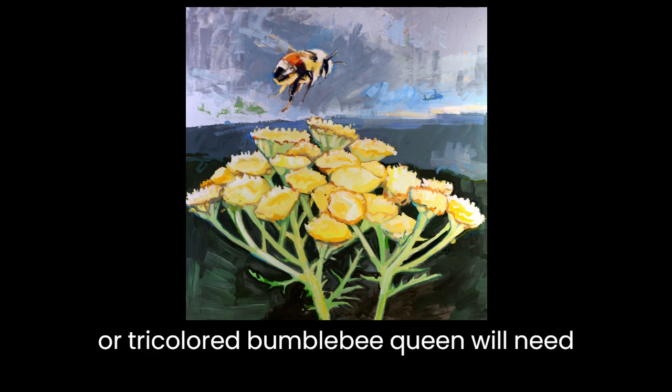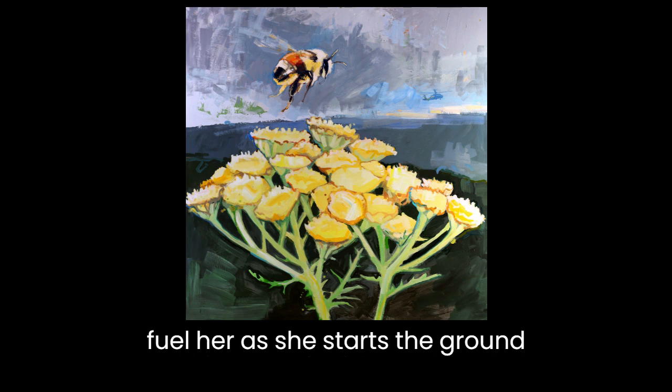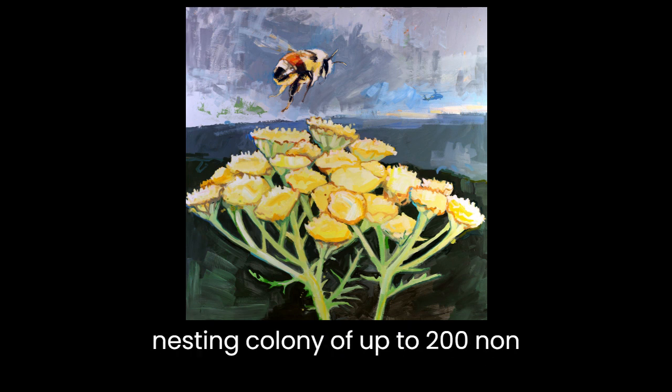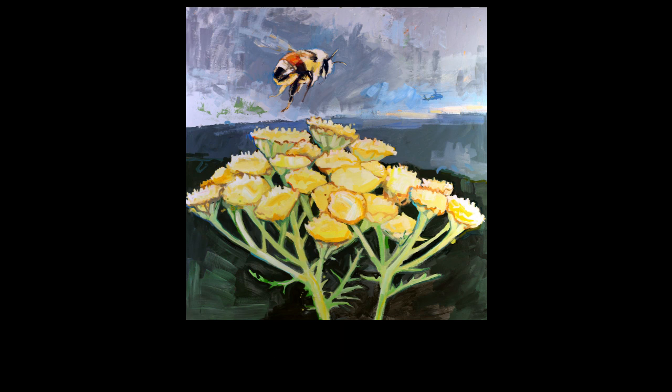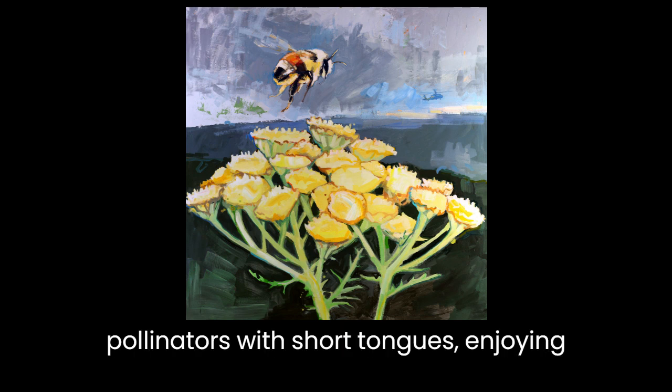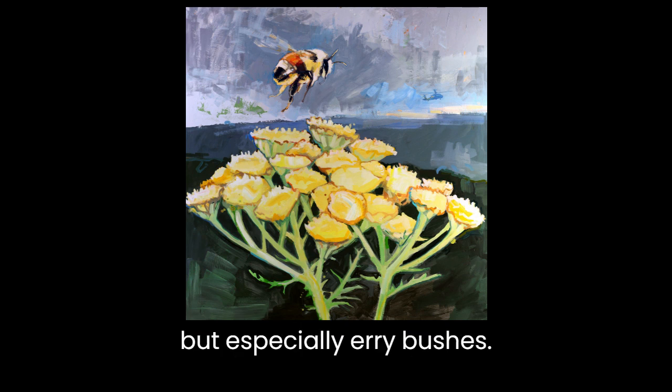The orange-belted or tricolored bumblebee queen will need to travel to over 6,000 flowers a day to fuel her as she starts the ground nesting colony of up to 200 non-aggressive bees. They are generalist pollinators with short tongues, enjoying everything from goldenrod to milkweed, but especially berry bushes.